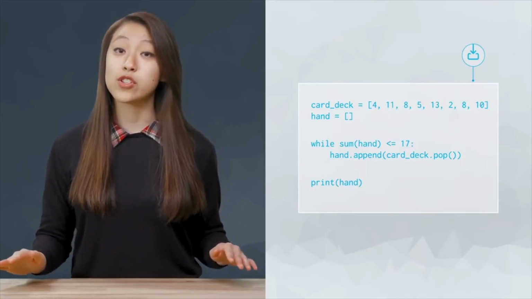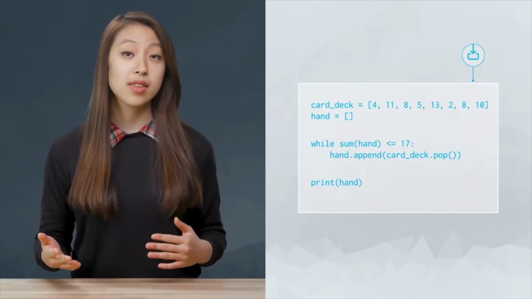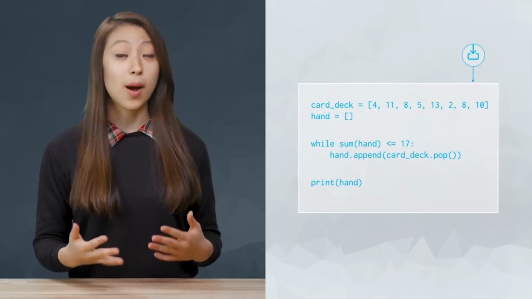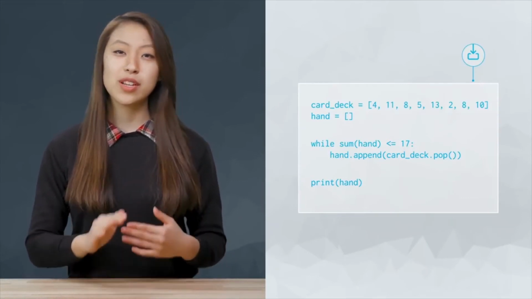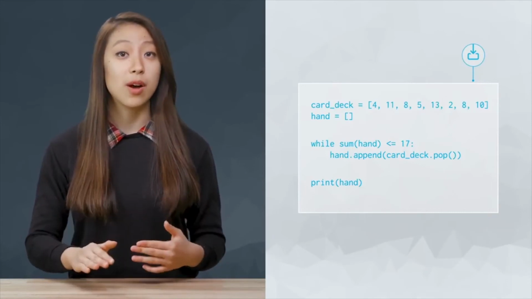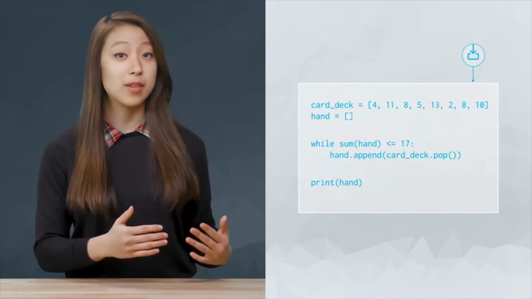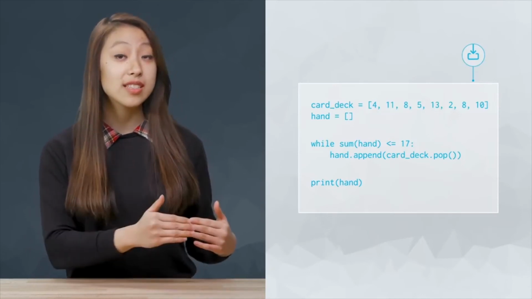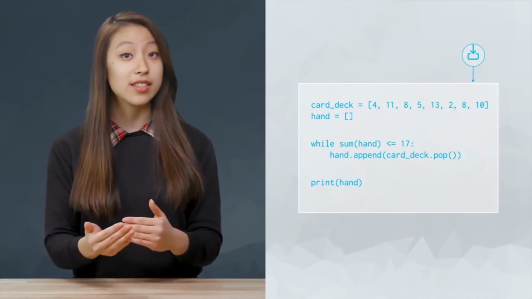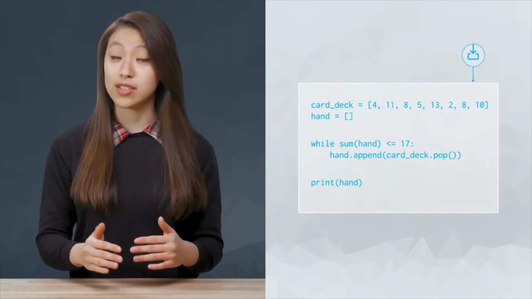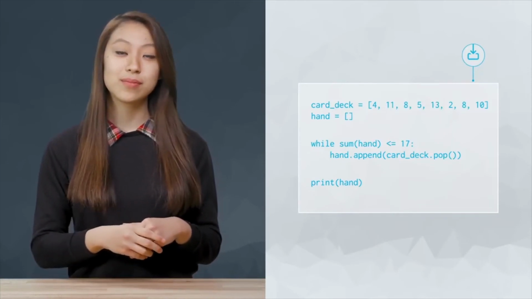This example features a new function, sum, and a new list method, pop. Sum is pretty intuitive. It returns the sum of the elements in a list. Pop is the inverse of the append method. It removes the last element from a list and returns it. You can read more about this in the official documentation.